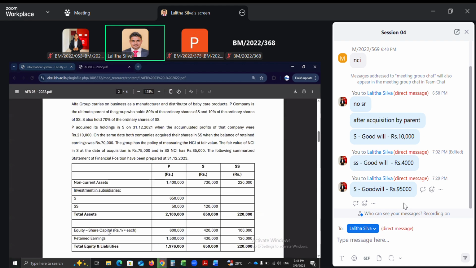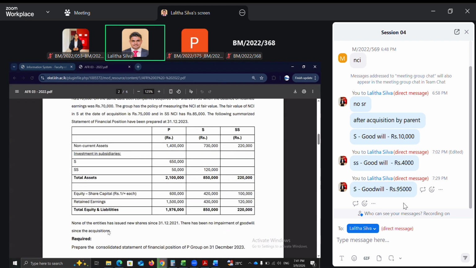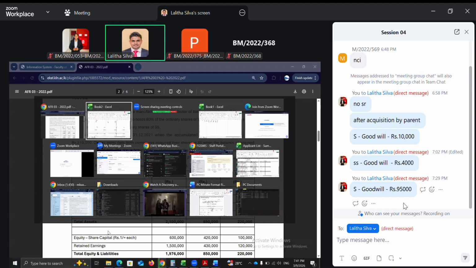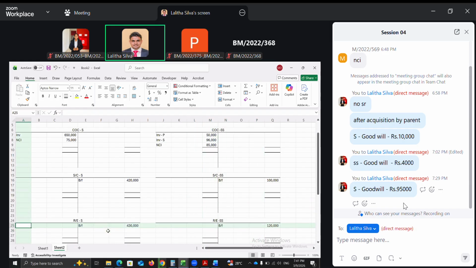Then we have to divide these into pre-acquisition and post-acquisition. When it comes to pre-acquisition retained earnings of entity S, the pre-acquisition retained earnings is 210,000. Then we can take out the total balance and transfer to the COC. Sorry, first we'll transfer the stated capital. The total amount we can transfer.